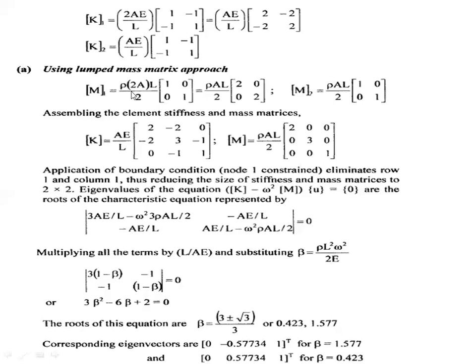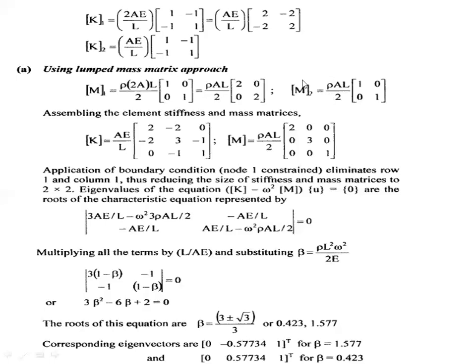So in this one, rho is as it is, but A for the first element becomes 2 times capital A, and the length is the same L, and by 2 times [1 0; 0 1]. Just take this 2 into the matrix and multiply with each and every element. So it can be written as rho A L by 2 times [2 0; 0 2]. So this is the lumped mass matrix for the first element.